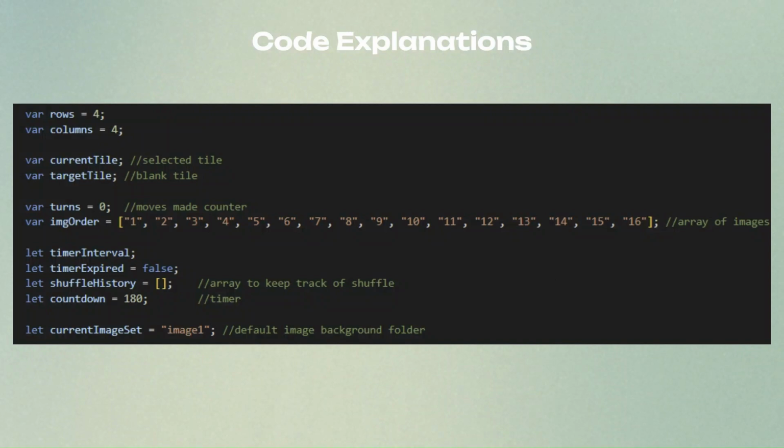Next, we have the timer interval, timer expire, and the countdown timer, which control the timer. Then we have the shuffle history, which is used for the solve puzzle function, which solves the puzzle. And next, we have the let current image set equal image 1. And image 1 is the folder containing all the images for the first image that the user can select. And this will change based on which image the user selects. So as seen in the demo, if the user selects image 2, then it'll choose the folder image 2.